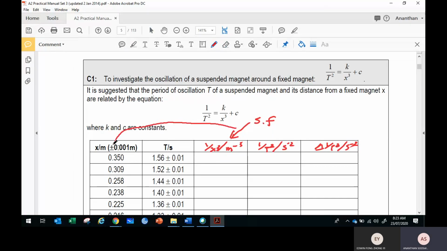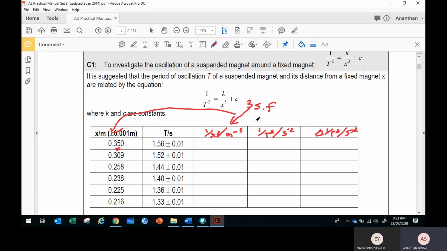Who's your source? Your x. X, how many significant figures? It looks like 3. So we go for 3 significant figures. So now x cube is all 3 significant figures. 0.350 can actually be said to be 2 or 3, so we take it as 3, all standardized to 3. So on x cube, all are 3 significant figures.